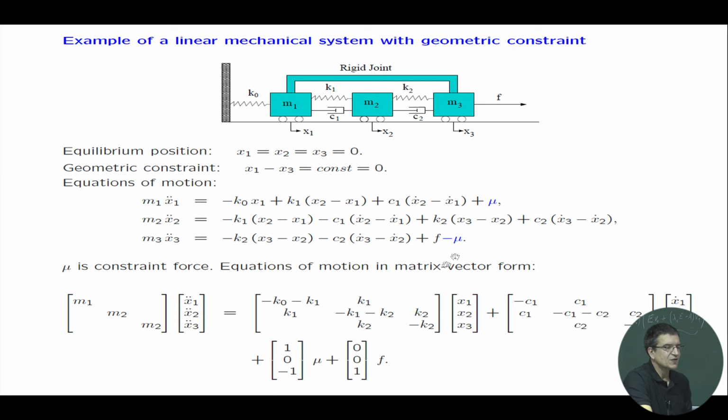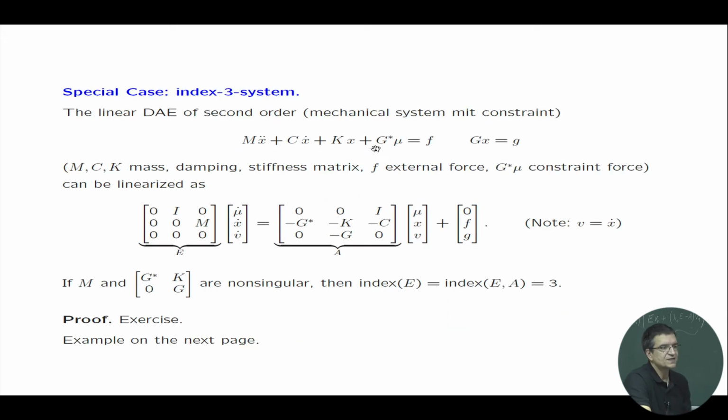Yeah? And we can put all these equations of motion into one equation here. Then we end up with a differential equation of second order with an unknown constraint force. We assume this F is an external force which is known, but this mu here is unknown. So this is a simple example of such a differential equation of second order with an unknown force herein.